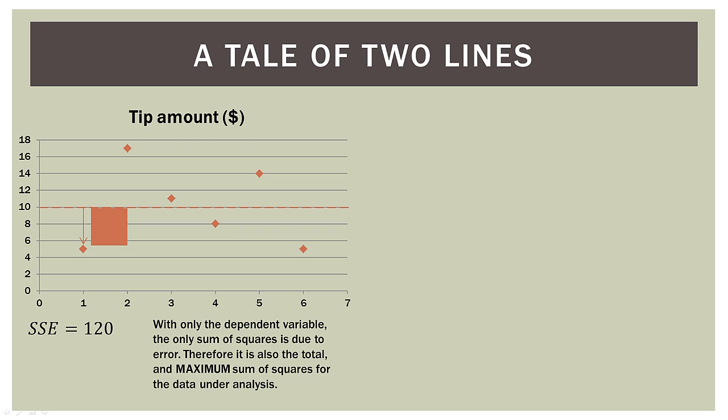So for these 6 specific data points, the total sum of squares will never be more than 120. Since the only source of error we have is the SSE, it's also the total sum of squares. In this case, they're the same thing. So SST is also 120, again, because in this case, they're the same thing.